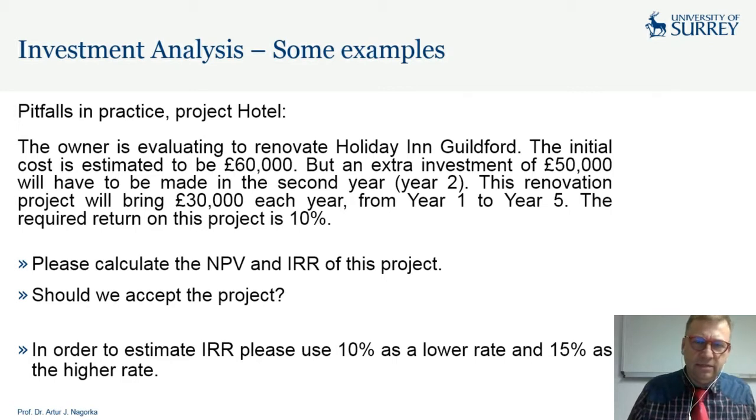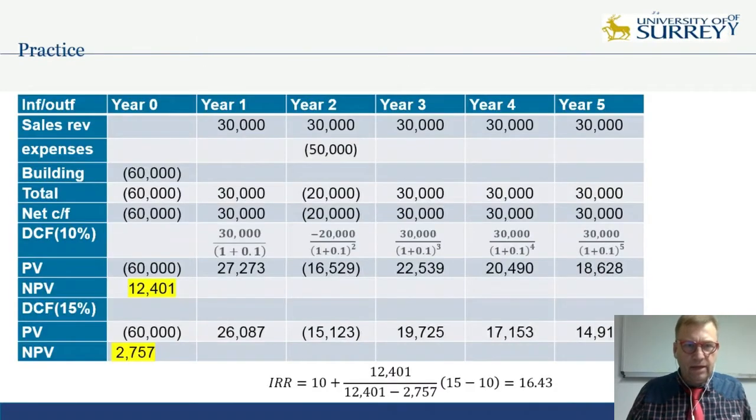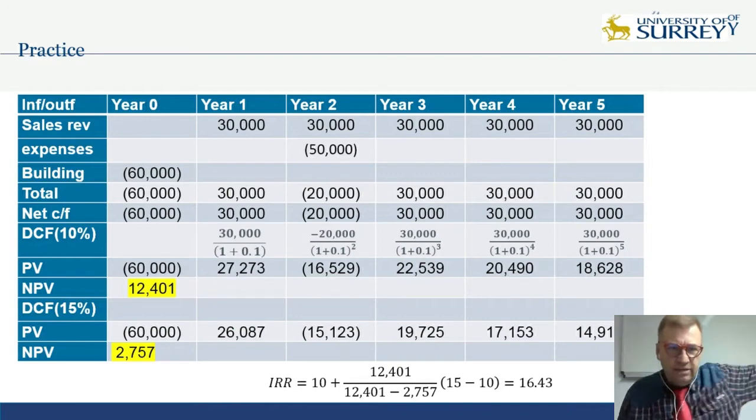Let's analyze the table. Yes, I thought that you will spot this, because what happens? We have this sort of initial year, year zero. So we made our investment of 60,000. So it's in brackets. When it's in brackets, very often in accountancy it means minus. So this year zero, the building, 60,000. And then we have every year this sort of sales revenue of 30,000.